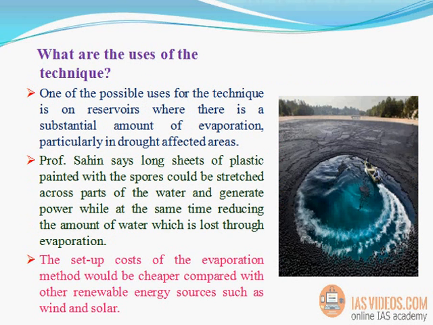What are the uses of the technique? One of the possible uses for the technique is on reservoirs, where there is a substantial amount of evaporation, particularly in drought-affected areas. Professor Sahin says long sheets of plastic painted with the spores could be stretched across parts of the water and generate power, while at the same time reducing the amount of water which is lost through evaporation. The setup costs of the evaporation method would be cheaper compared with other renewable energy sources such as wind and solar.